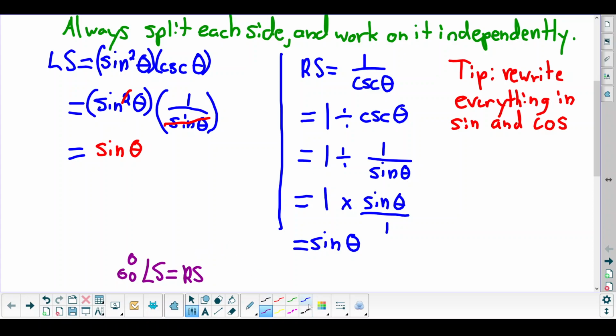Okay, this is the general process we're going to follow for all of these questions. We're going to split the proof into the left side and the right side, and work on each independently with the goal of getting to some step in our process where they both are equivalent. Usually we're trying to simplify or something like that, and we're trying to show that the left side and the right side are the same.